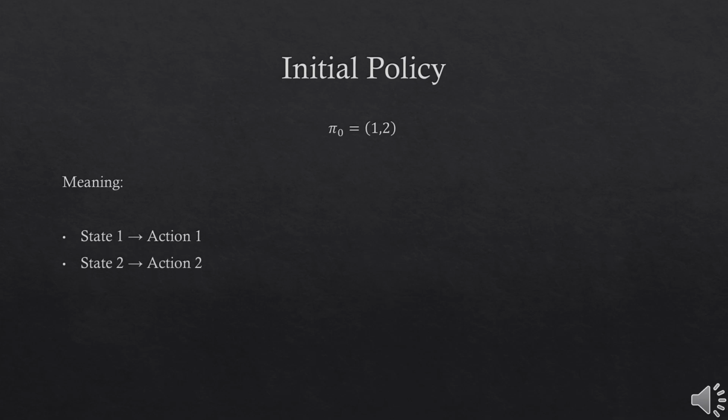To begin the algorithm, we need an initial policy. Our starting policy chooses action 1 whenever the system is in state 1 and action 2 whenever the system is in state 2. This policy is simply an initial guess and is not expected to be optimal. One advantage of policy iteration is that it can start from any feasible policy. The purpose of the first iteration is to evaluate this policy and determine whether better decisions are available.